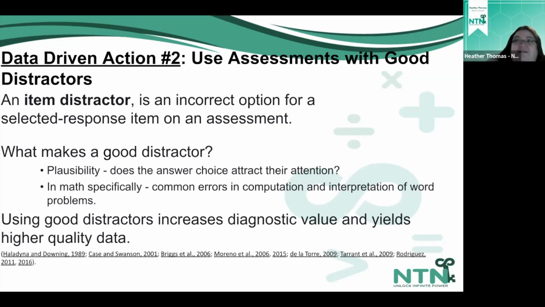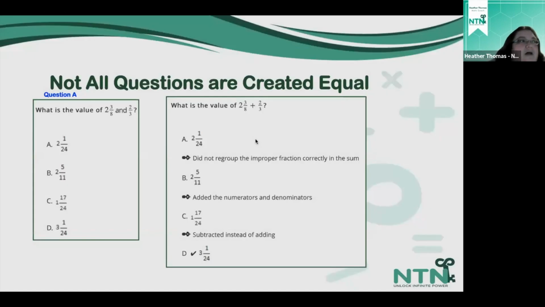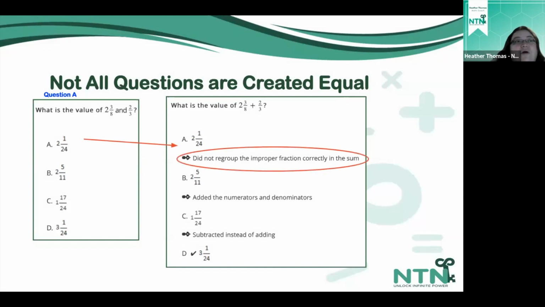So on the next slide, we have an example of what this looks like with question A. So if you look here, question A asked about the value of 2 3/8 and 2/3. And answer choice A, the distractor, is that they did not regroup the improper fraction correctly in the sum. So this gives us a very concrete example of the error that a student is making, a little bit easier to address later on. In B, again, they added the numerators and denominators straight across.